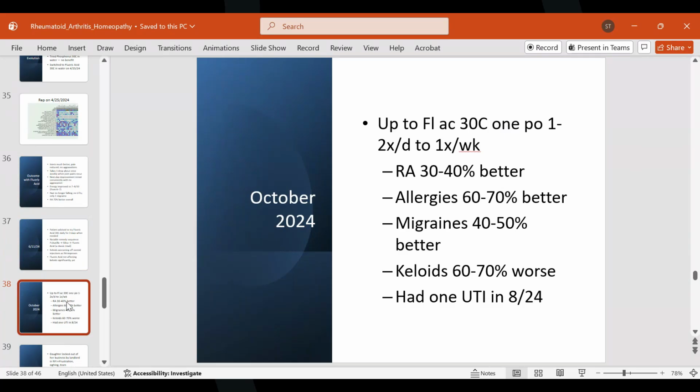The RA is 30 to 40% better. Allergies are 60 to 70% better. Migraines are 40 to 50% better. Keloids 60 to 70% better. Only 1 UTI. What? Oh no, the keloids are worse. Excuse me. Keloids are worse. That's right. They haven't improved yet. So it's been a year already. When did we start on the? Yeah, so it's been a little over a year.